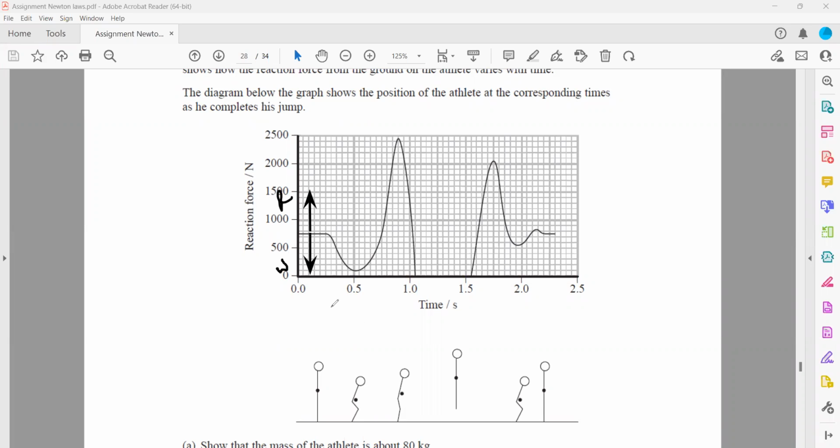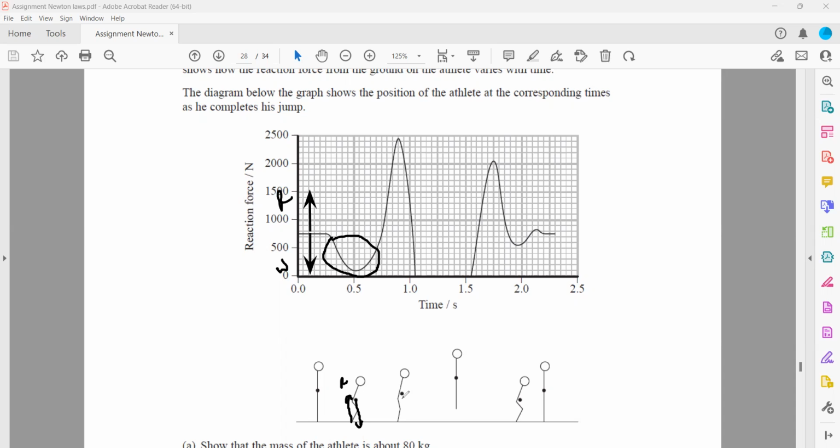Then what happened as he bent his knees? The position of the center of mass changed. That's why the downward force has changed, why it has decreased here. This is a reaction force, so this is a point where he experienced the reaction force. But as you can see, the weight is not in line with the normal contact force. That's why the normal contact force has decreased.